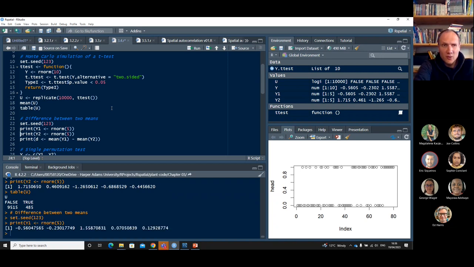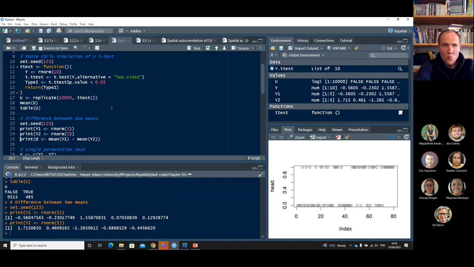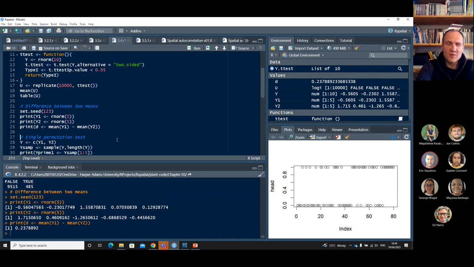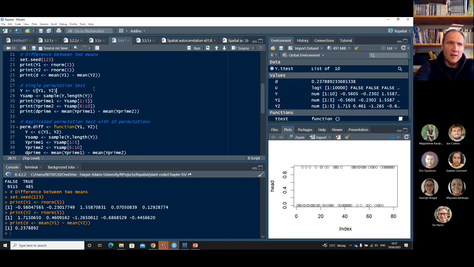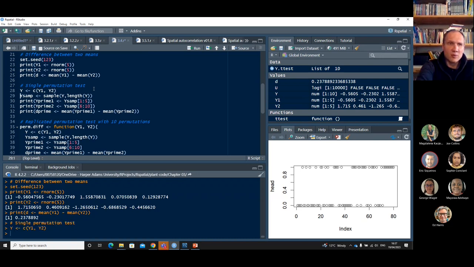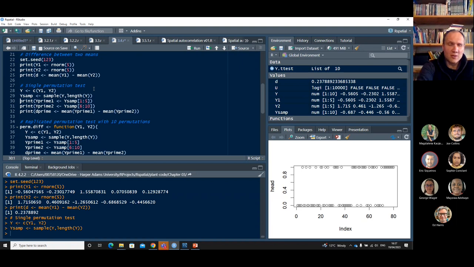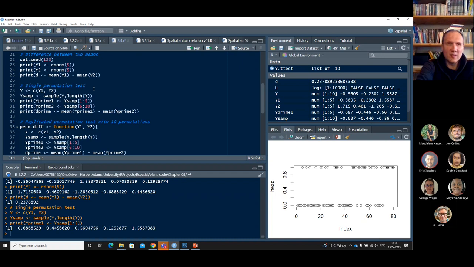Here we are generating two samples, Y1 and Y2. Both come from a normal distribution and have 5 observations. That's the statement. And we observe a difference of means. That's D, the difference of means between those two samples. And this is an example of what's going on inside the permutation test, but just once. It's not repeated many times.